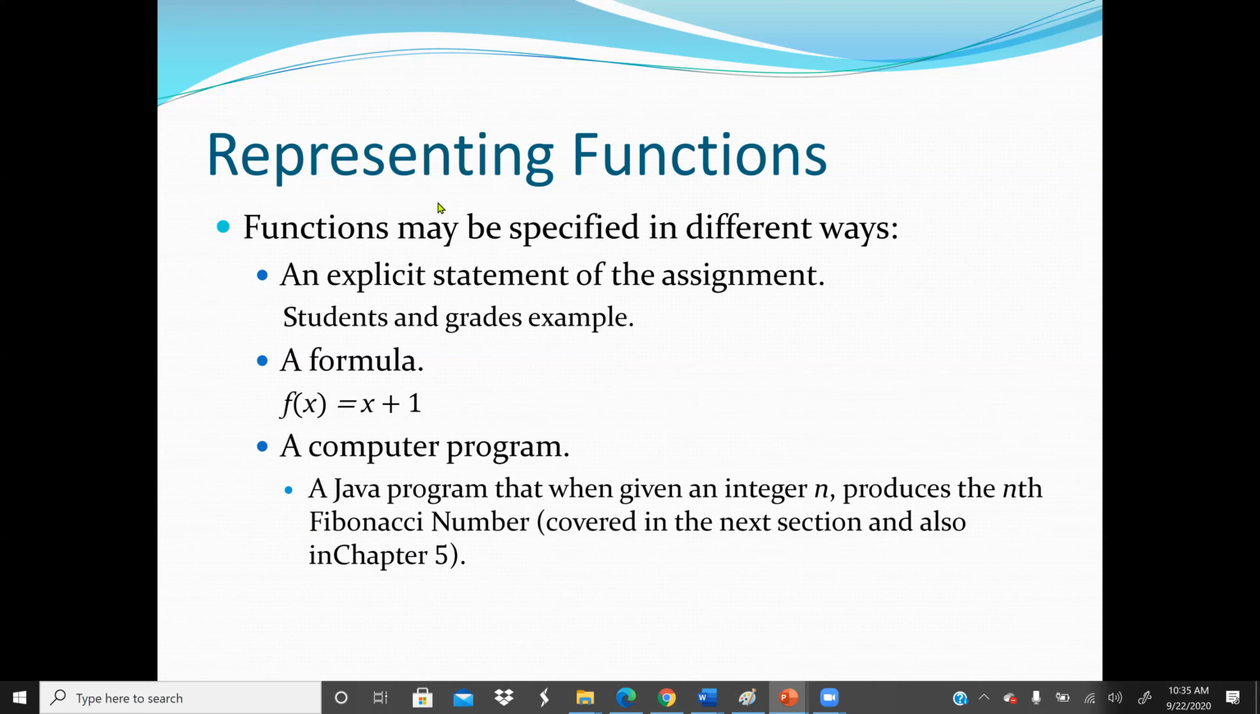So these are the three ways again we can represent a function: as an explicit statement of the assignment. This will be a sentence, for example, student and grade, or a formula. This can be a mathematical formula, f(s) equal to s plus 1. Or a computer program. Here we have a function Fibonacci to find a Fibonacci number.